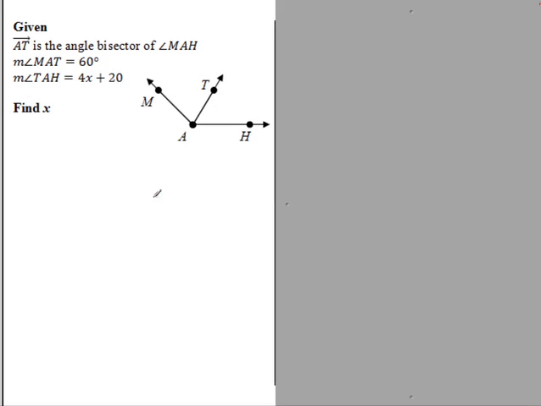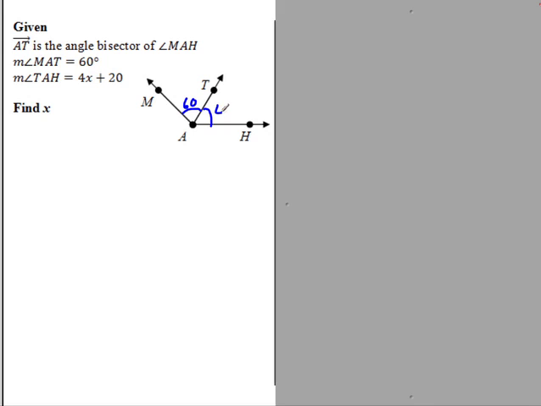Moving on. What are we going to do with this? I love these types of problems. Almost like this proof. I'm giving you information. I want you just to find x. So mark it up here. AT is the angle bisector of MAH. So I mark it right away. Oh, AT cuts it in half? Mark it. They're congruent. There they are. Perfect. So then it tells you the measure of MAT is 60.